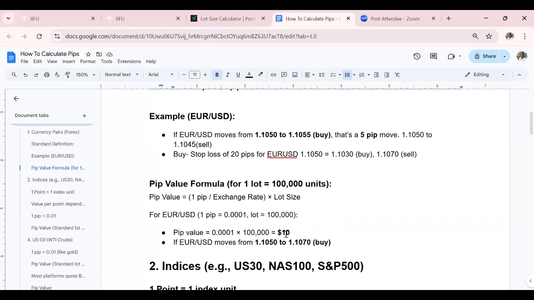Now, 1 pip. At some point, I didn't hear you because the network threw me out. So where did we stop? At 1 pip, the value of 1 pip. Okay, we calculated the pip formula. You get the pip formula for a standard lot size. A standard lot size is 100,000 units.